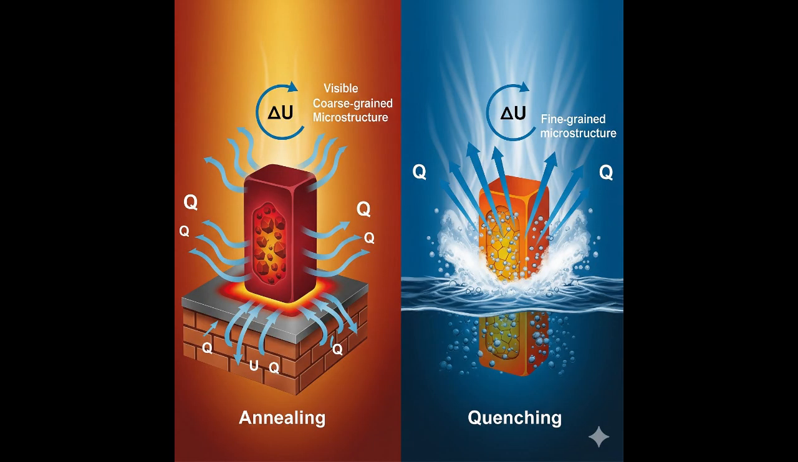Similarly, in heat treatment processes like annealing or quenching, understanding the heat transfer Q and internal energy changes delta U within the material is vital to achieve desired microstructure and properties.